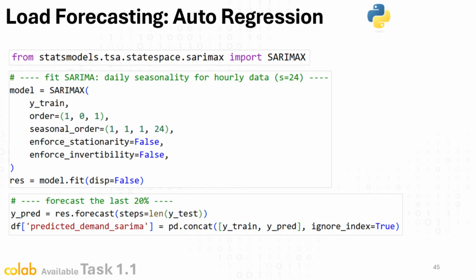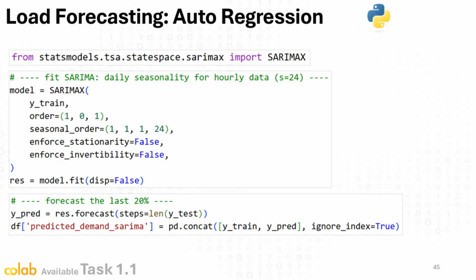The non-seasonal order: 1, 0, 1. This tells the model to look at the immediate previous hour to establish a baseline for the current prediction. The seasonal order: 1, 1, 1, 24. The crucial parameter here is 24, which instructs the model that our season is a full day. This allows the algorithm to understand that demand at 7 p.m. today is likely very similar to demand at 7 p.m. yesterday.